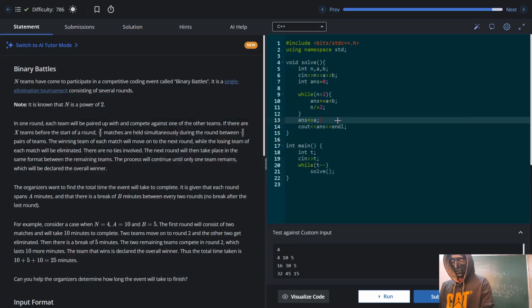It was an easy one. Whenever there is a match, they'll be competing, so the time required is A, and they'll be taking rest. But in the last match, whenever you have only 2 teams, in that case they are not going to take the rest, only the competing time is going to be calculated in the overall event. So yeah, in this way you could have easily solved the problem.